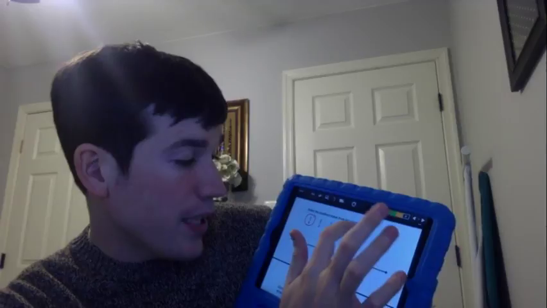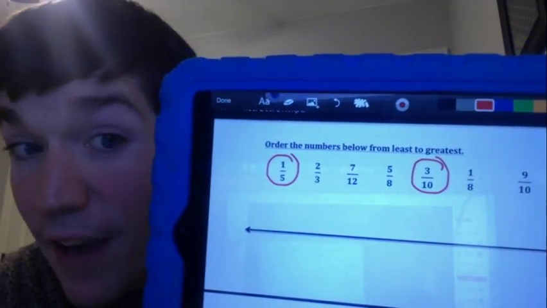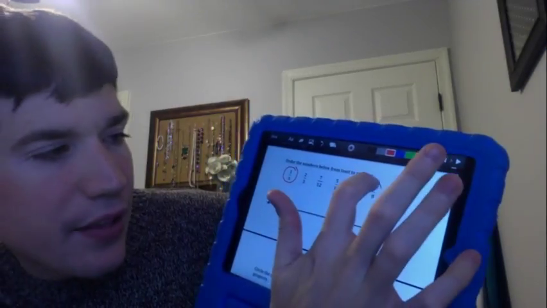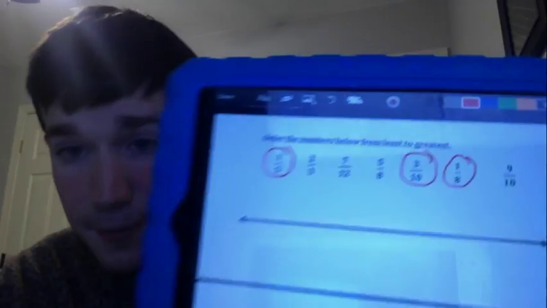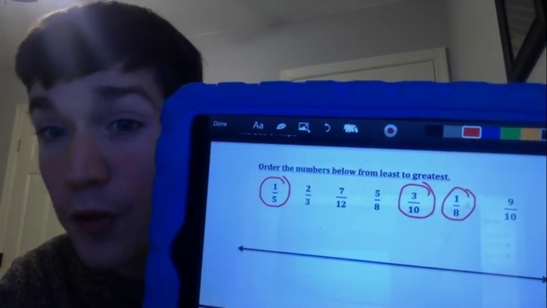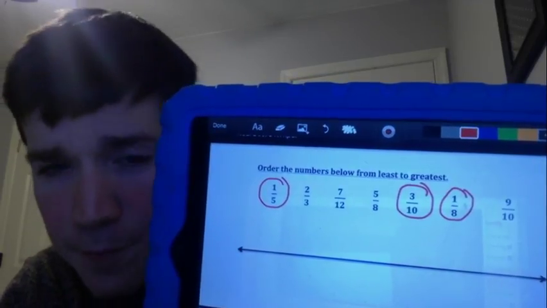I know that 3/10 is going to be smaller than half. Half of 10 is 5, and 3 is smaller than 5. And I know that 1/8 is going to be smaller than half because I'm splitting something into 8 pieces. I only have 1. 4 of those pieces would be half.